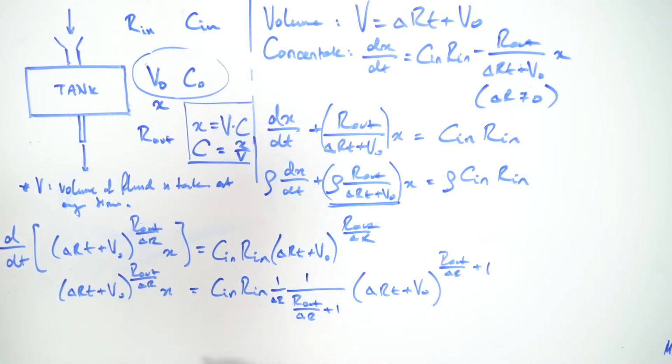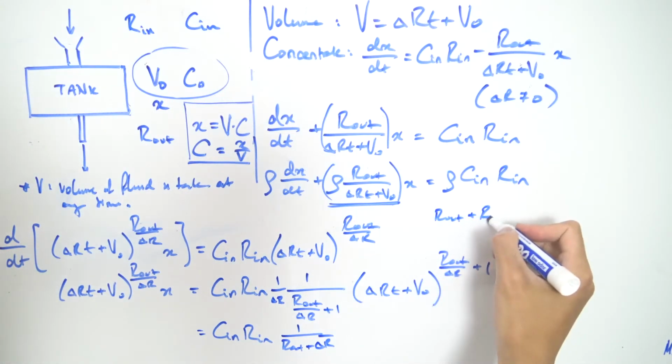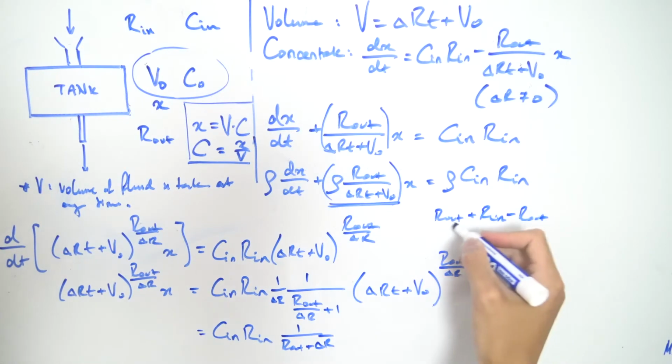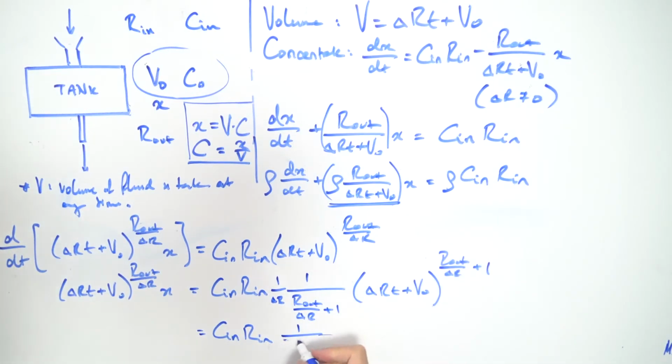Notice we're going to have some cancellations going on in here. So on the right, we're going to have Cn Rn, and distributing this delta r into this denominator, we're just going to be left with r out, and then plus delta r, like so. But notice r out plus delta r, what exactly is that? R out plus delta r, but delta r is r in minus r out. So these are going to cancel out, leaving us with r in. So on the denominator, we're just going to have r in. So 1 over r in. But notice this and that will cancel out as well. And then we still have this delta rt plus v naught.